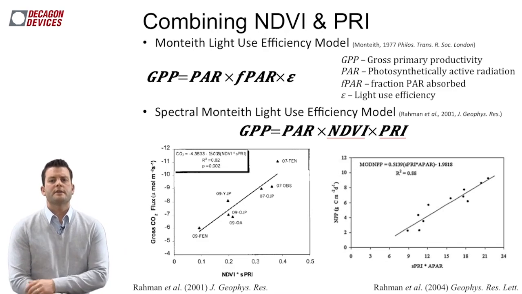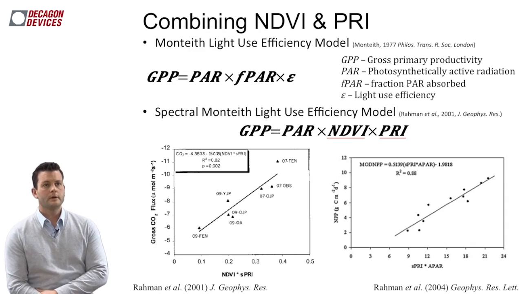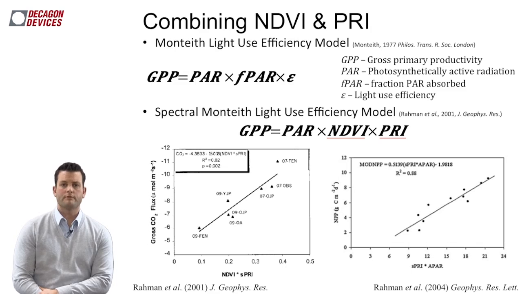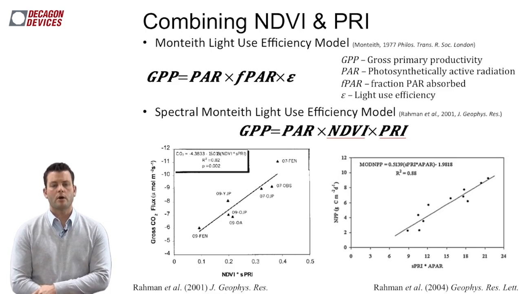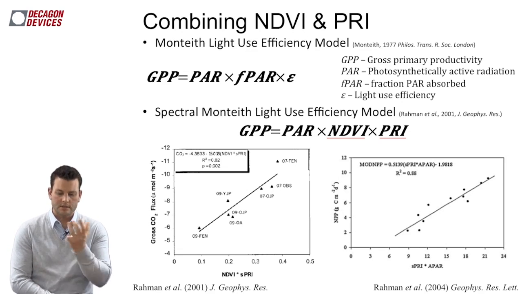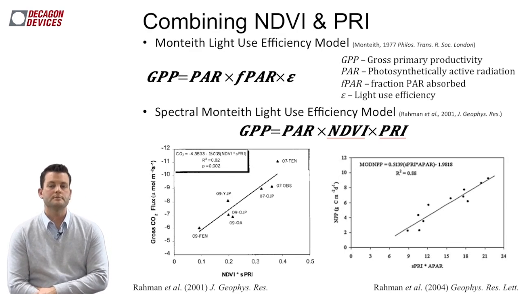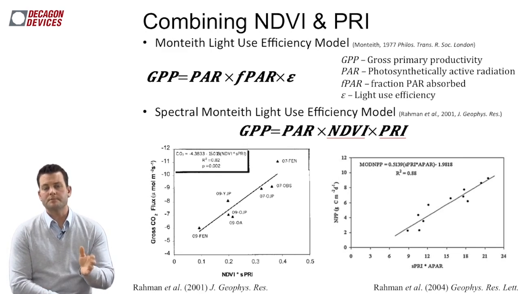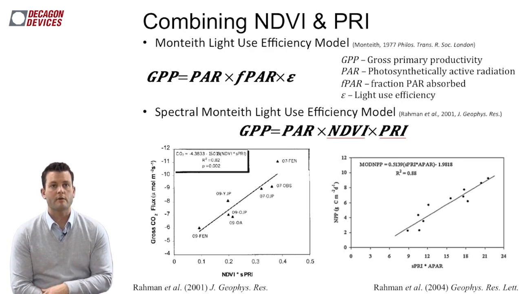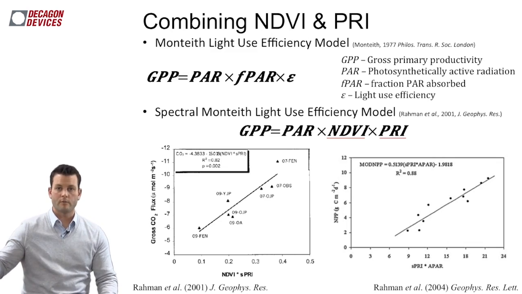And so what people have done is they've gone back to Monteith's light use efficiency model, which is fairly simple, but it's also quite powerful, that says that GPP, or photosynthesis, GPP stands for gross primary productivity, but it's equivalent to photosynthesis, that's a product of PAR, which is photosynthetically active radiation that's incident on a plant canopy, times FPAR, which is fractional light interception, or how much of that PAR is actually being absorbed by the plant canopy. Finally, times epsilon, which is light use efficiency. So how efficiently are those absorbed photons being used to fix carbon in the form of carbohydrates?